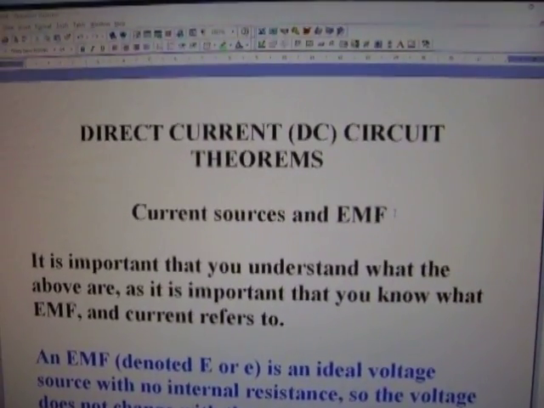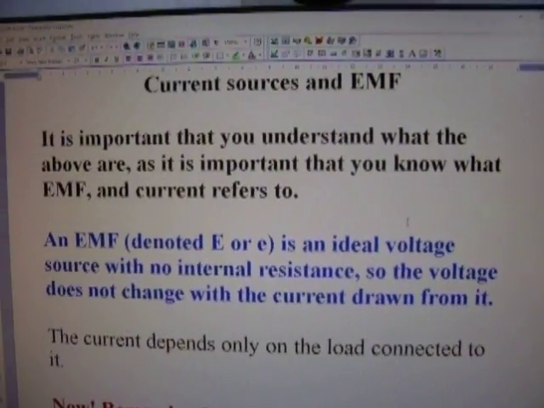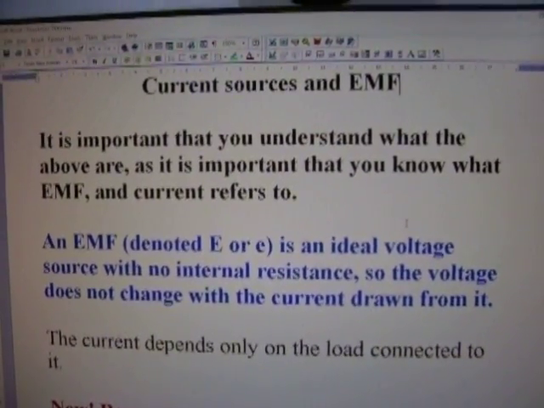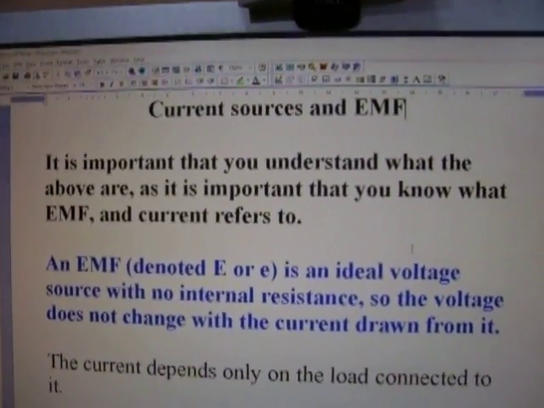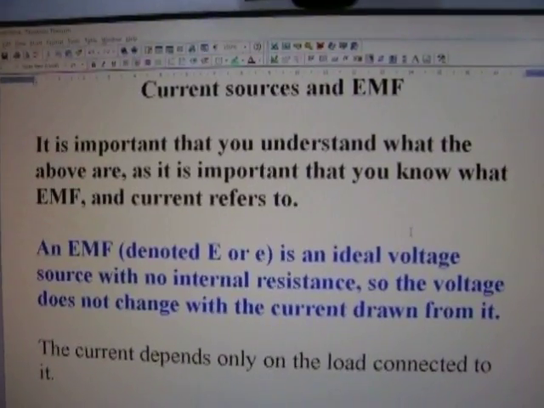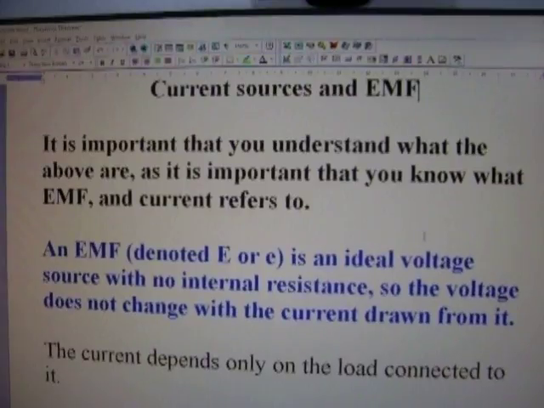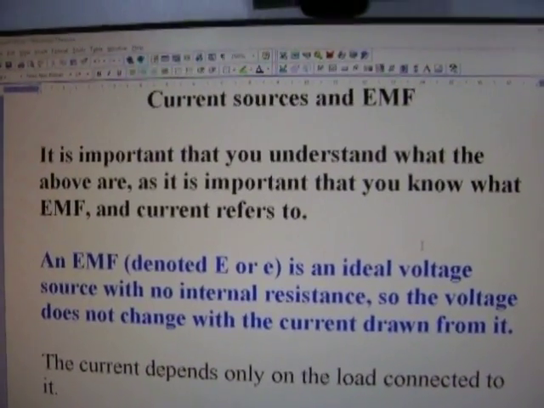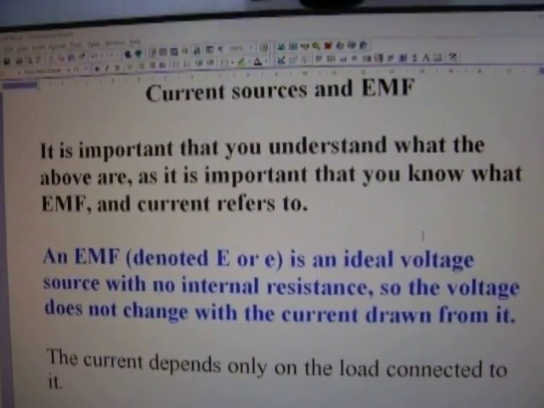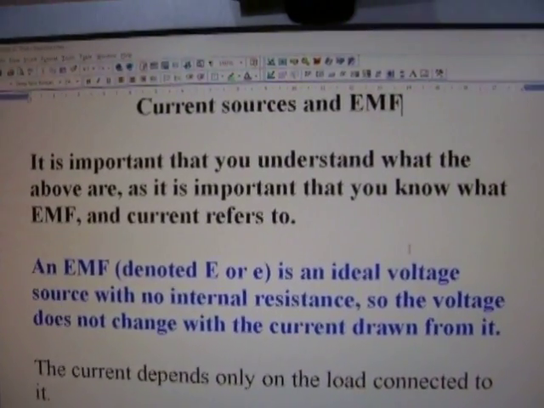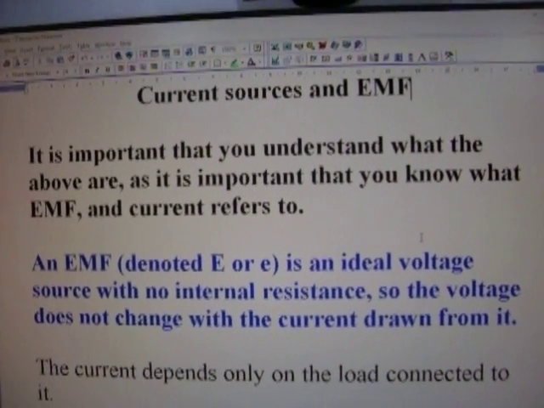Now what I wanted to do first is to look at what an EMF is, and that you know what that is. It's simply a voltage applied to a circuit. Okay? It's an electromotive force that drives electrons around the circuit. Now remember that in regards to electrons, they flow from negative to positive. But remember that the conventional flow of current is considered to be from positive to negative. Okay?